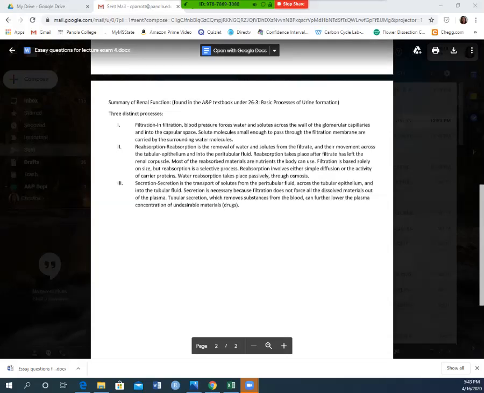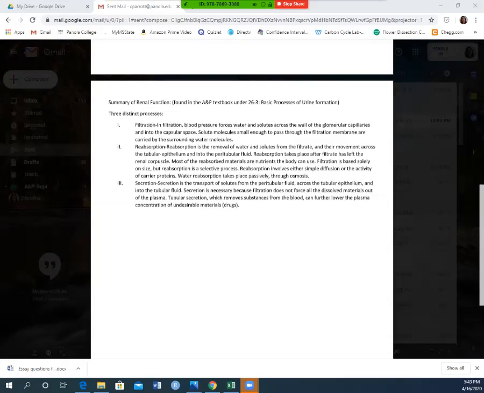Then in secretion, secretion is the transport of those solutes from the peritubular fluid across the tubular epithelium and into the tubular fluid. The secretion is necessary because filtration does not force all of those dissolved materials out of the plasma. This tubular secretion, which removes substances from the blood, can further lower the plasma concentration and get rid of extra undesirable materials such as drugs.